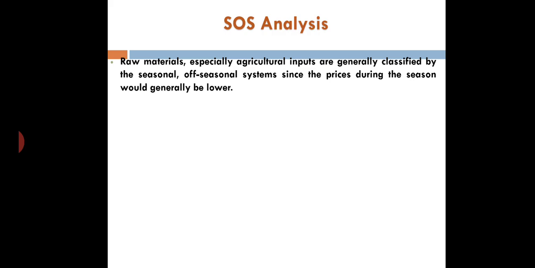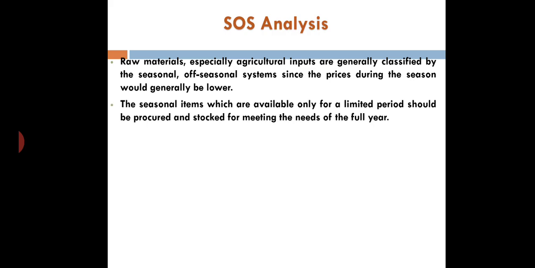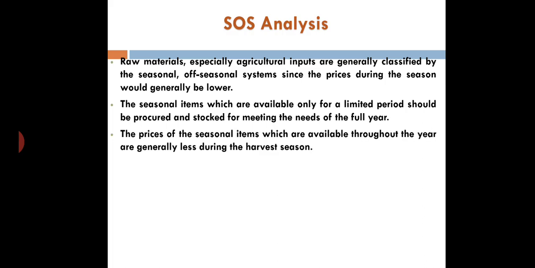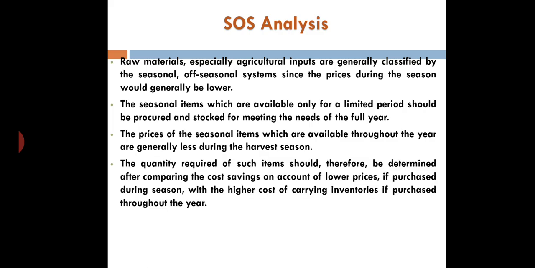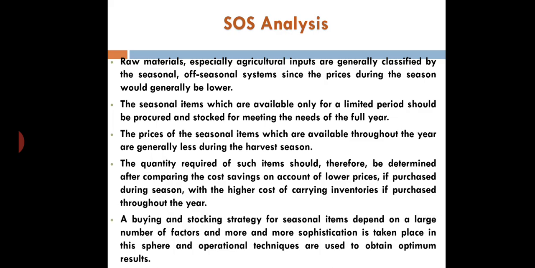Now the last one is SOS analysis, that is not safety or that one. It is actually seasonal, off seasonal, like umbrellas and all. You can find out whether you are having seasonal or off seasonal items. That will be for a limited period. During the season the demand will be very high, and during the off season your demand is very low. So based on that you can buy or stock your inventories. So this particular strategy is definitely for those seasonal type of goods.